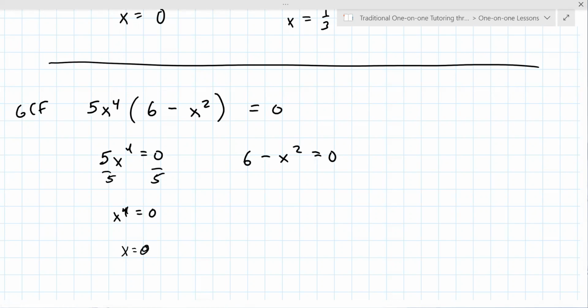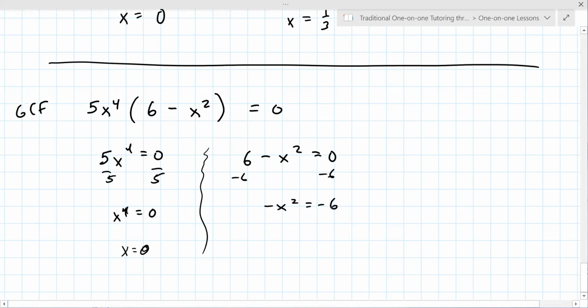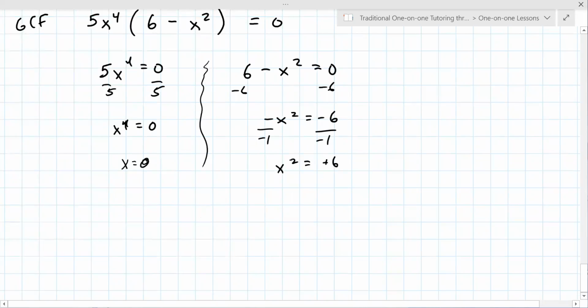Good. Okay, now how about here on the right? This one's a little bit tougher. Okay, so you have to subtract 6. So then minus x squared equals -6, and then you got to get rid of this negative first. So divide all by -1, so then x squared equals 6. And then how many solutions should this have? 2. So when you square root both sides, what does it do in front of the number?